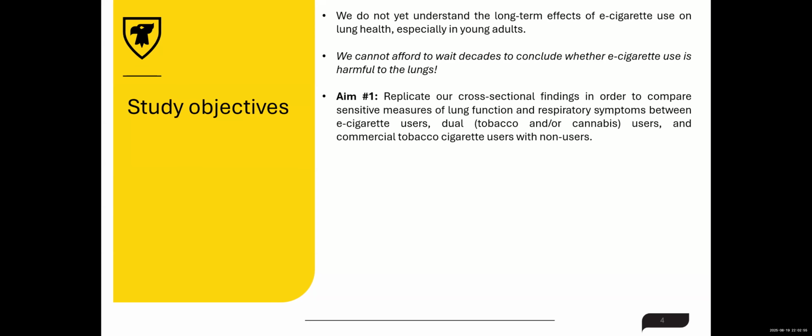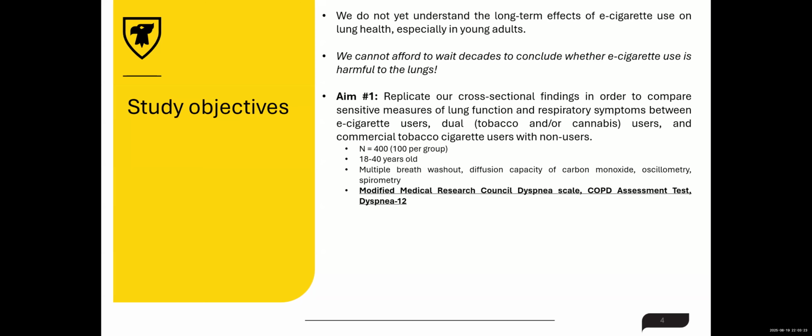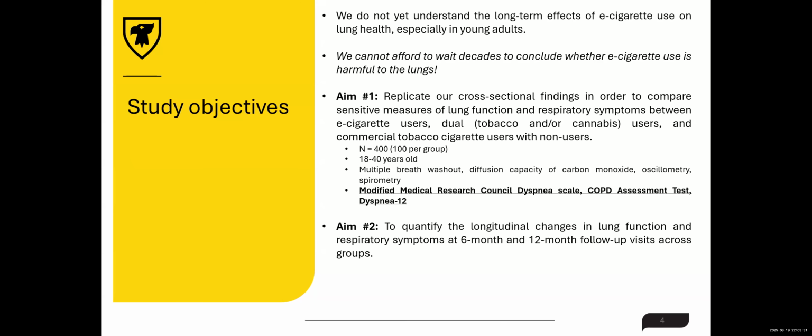So what I'm proposing and what we're proposing here is a large study to first replicate our cross-sectional findings across 4 different groups. So e-cigarette users, dual users, compared with just commercial tobacco users, and then compared to healthy non-users. We're going to try to recruit 400 people in Nova Scotia. We're going to look at a young adult range. We're going to do a very wide array of detailed lung function testing. And importantly, I'm going to try to dive a little bit deeper into the presence and the severity of respiratory symptoms and breathlessness in these populations.